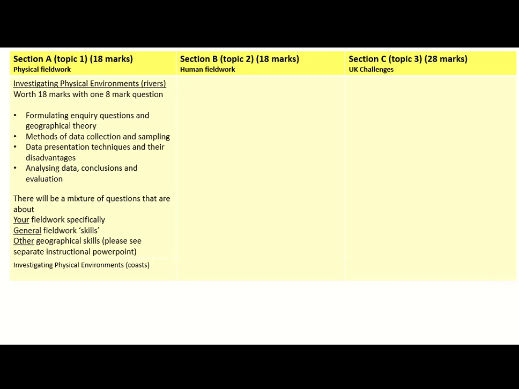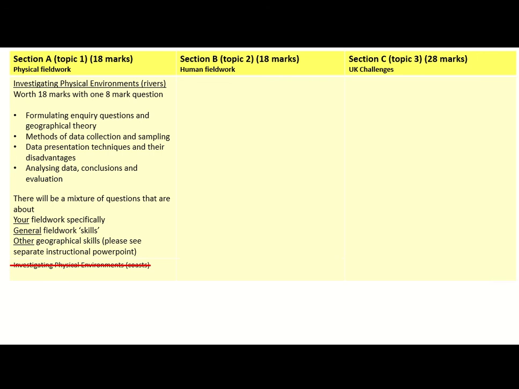So section A is looking at physical environments, and you will have covered rivers as your physical environment. So there will be a question on coasts, but you do not investigate that whatsoever. So the coast section, there you go, I've crossed it out at the bottom there. You do not answer the questions on coasts. You only answer the physical fieldwork questions on rivers. So this is worth 18 marks.